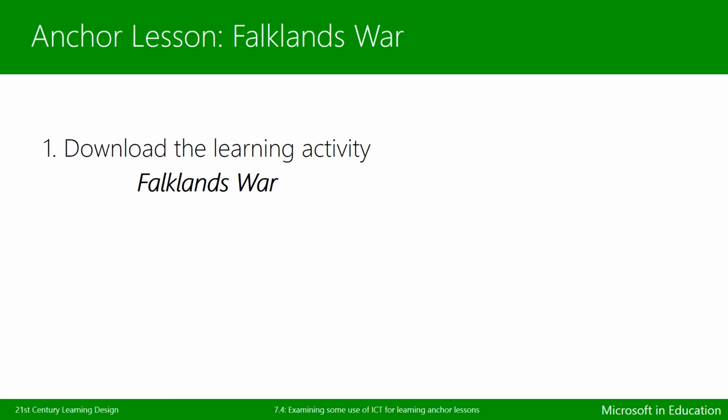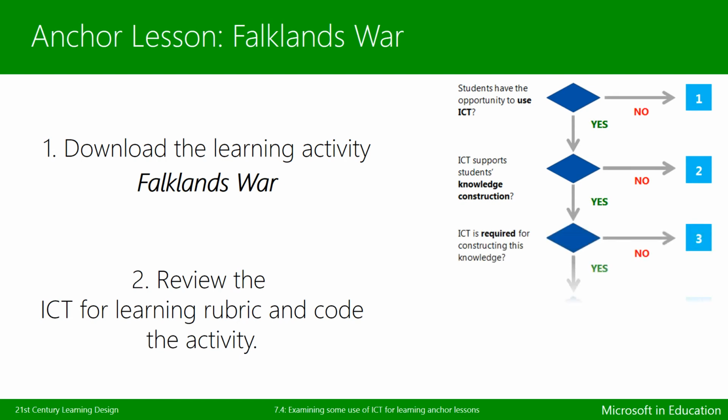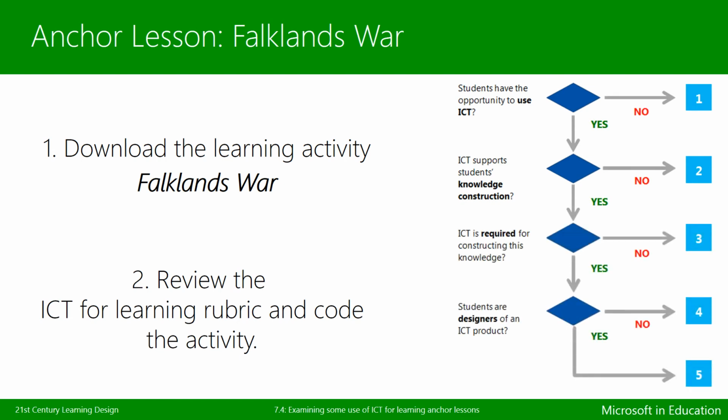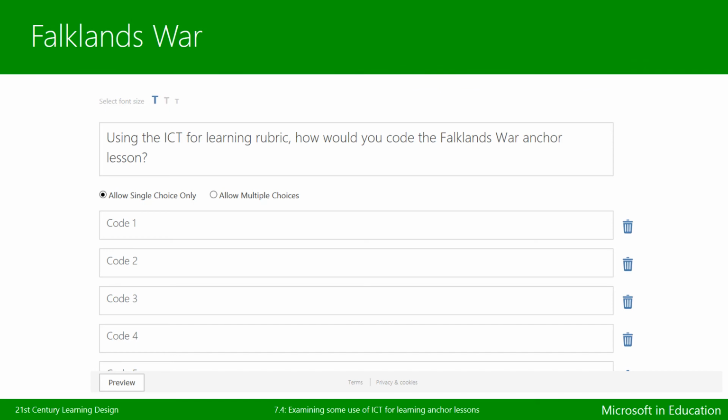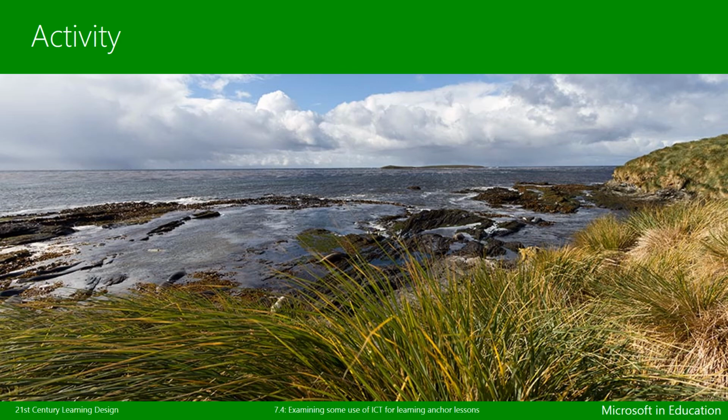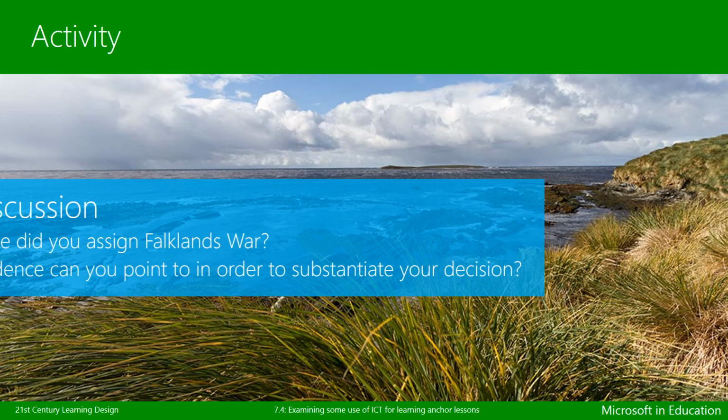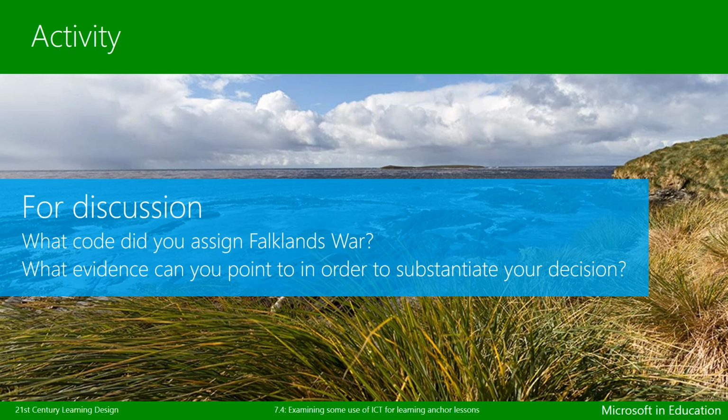When you've done this, carefully read it while making notes of your observations, then make a decision about the level of ICT use that you find in this learning activity. Having examined the Falklands War anchor lesson, please indicate the code you are going to assign this learning activity. As before, we would encourage you to join the discussion area where you can share your views on how you coded the activity. What code did you assign the Falklands War anchor lesson in relation to use of ICT for learning? What evidence can you point to in order to substantiate your decision?